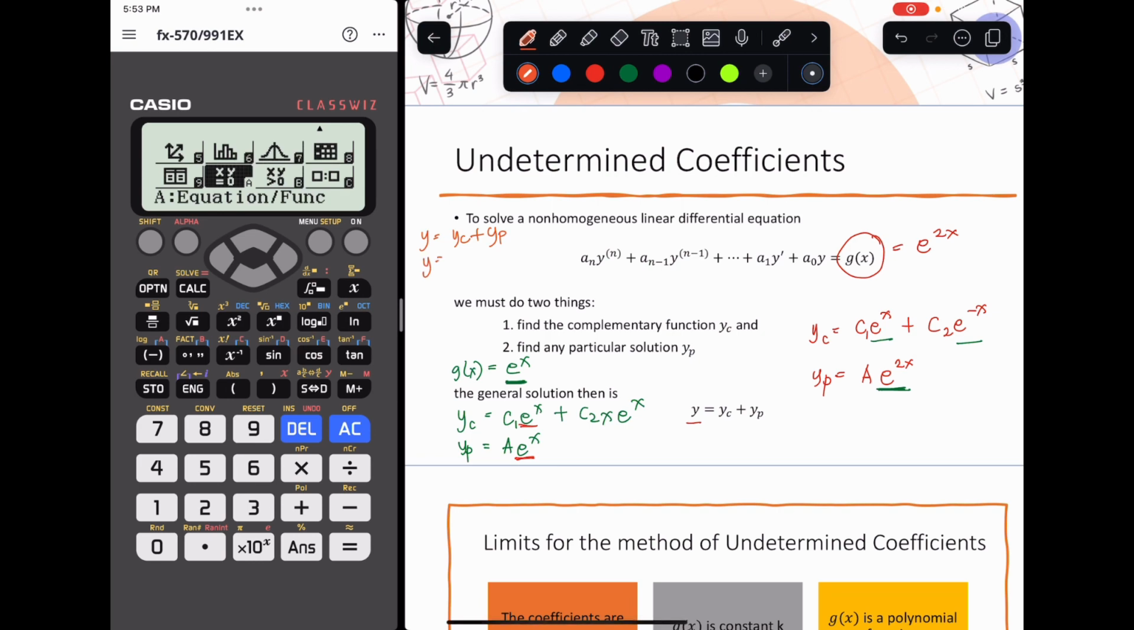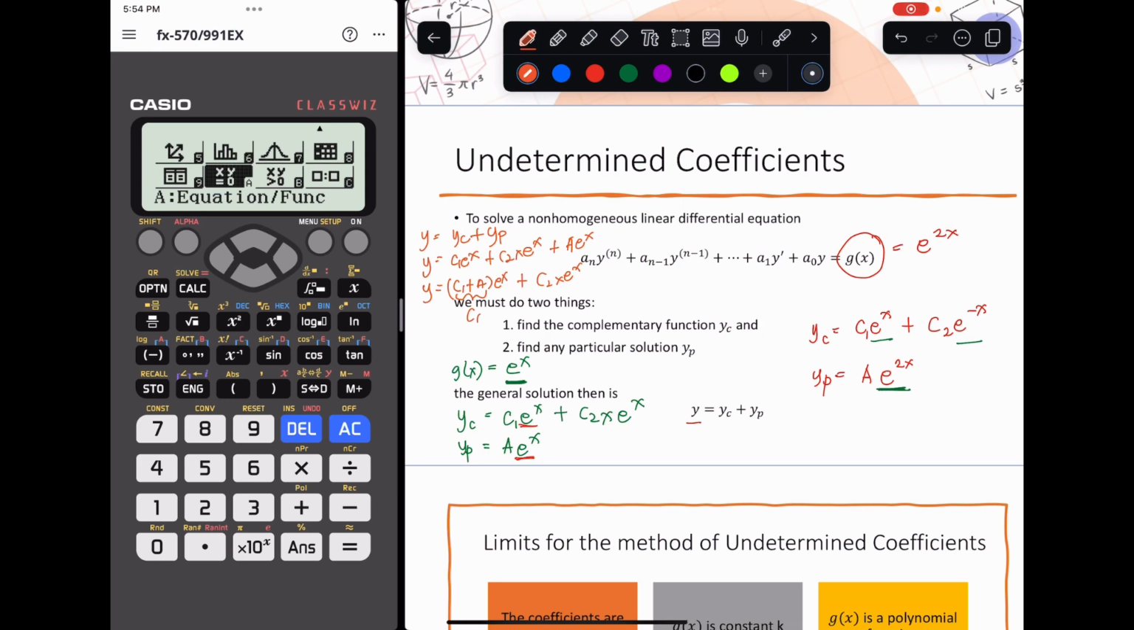So if our yc is c1 e raised to x plus c2 x e raised to x, and then our yp is a e raised to x, so I can combine the two. So c1 plus a, then e raised to x plus c2x e raised to x. But then c1 plus a is constant, so it could be absorbed by c1. It could be c1 as well. So what happens here is the particular solution is just absorbed by the complementary solution here.